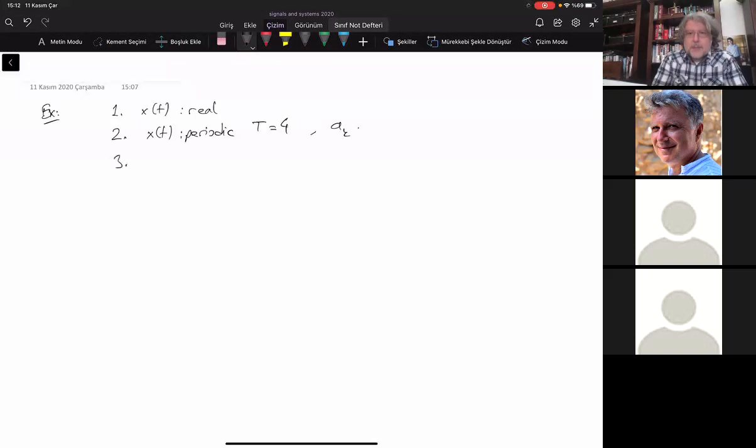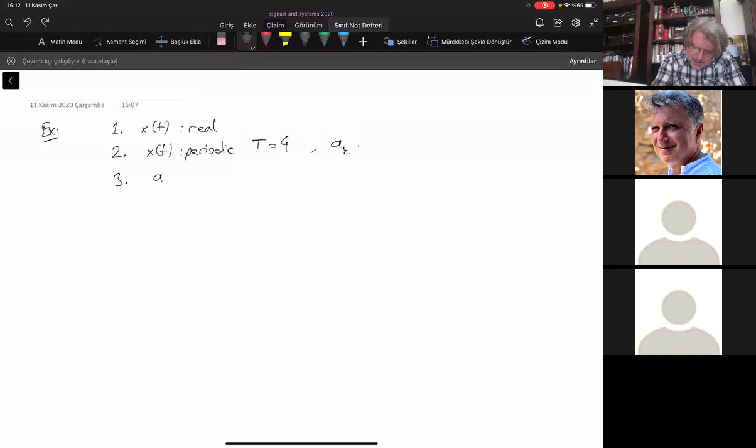And the third one, by passing through a low-pass filter, we observe that a_k is equal to 0 for k greater than 1.